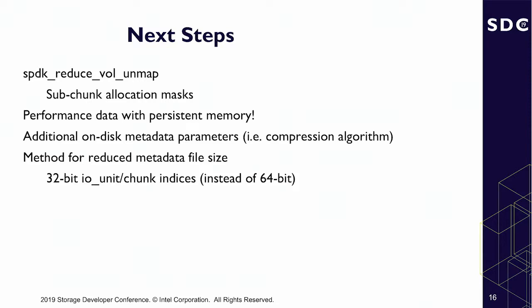Go ahead and hit the next one. And then we have some methods for reducing the metadata file size. So right now, the chunk entries, when they refer to the I/O units, they're using 64-bit values for those. And we've got some methods where we could do 32-bit instead. So we would still support volumes that have more than 2 to the 32 I/O units. But with a little bit of extra finagling, we can effectively cut the size of the metadata file in half.